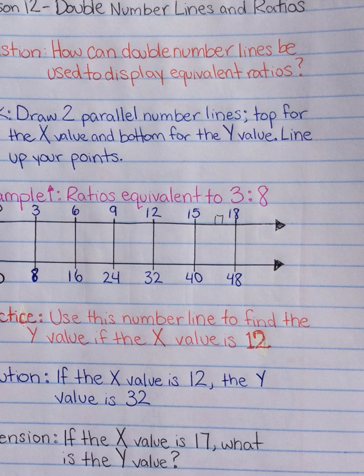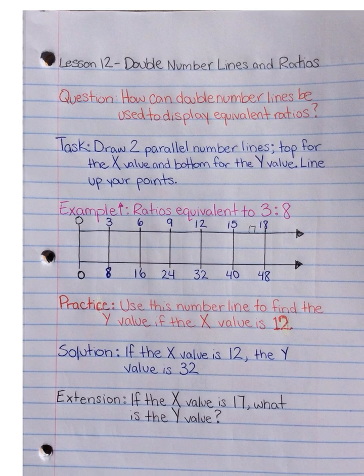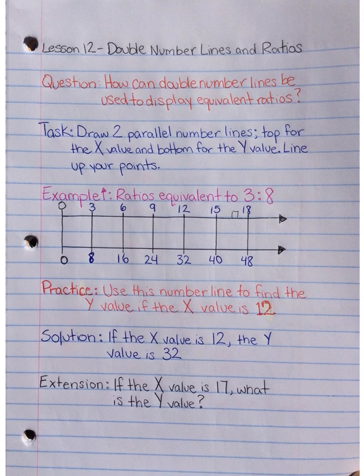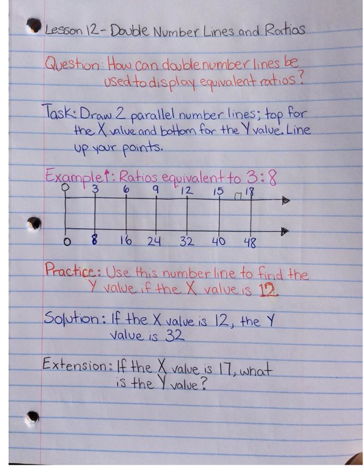So either way, one way that we can figure out what our y value is if our x value is 17 is to figure out what the multiplicative constant is. And if you remember from yesterday's lesson, we said that in order to find the multiplicative constant, you must divide the y by the x.